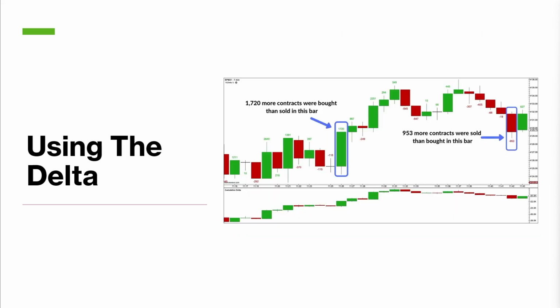Number 2 is using the delta. The delta is the difference between the number of buy orders and the number of sell orders. You can calculate the delta over a certain period of time to get a sense of the overall buyer/seller control in the market. A positive delta indicates that there are more buy orders than sell orders, while a negative delta indicates that there are more sell orders than buy orders.